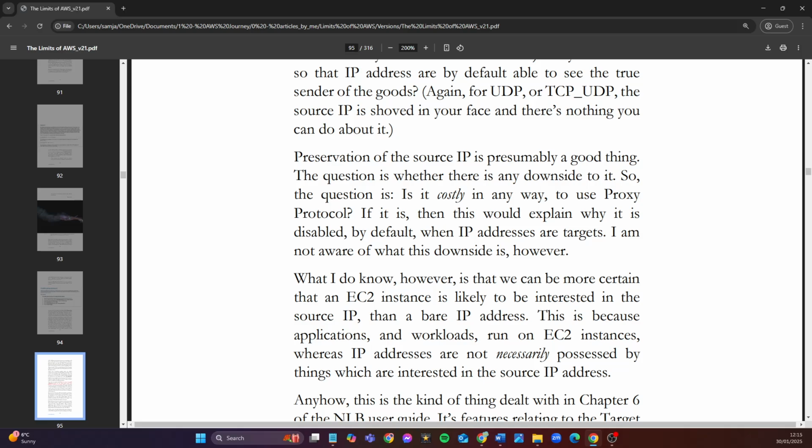Preservation of the source IP is presumably a good thing. The question is whether there is any downside to it. So the question is, is it costly in any way to use proxy protocol? If it is, then this would explain why it is disabled by default when IP addresses are targets. I'm not aware of what this downside is, however.